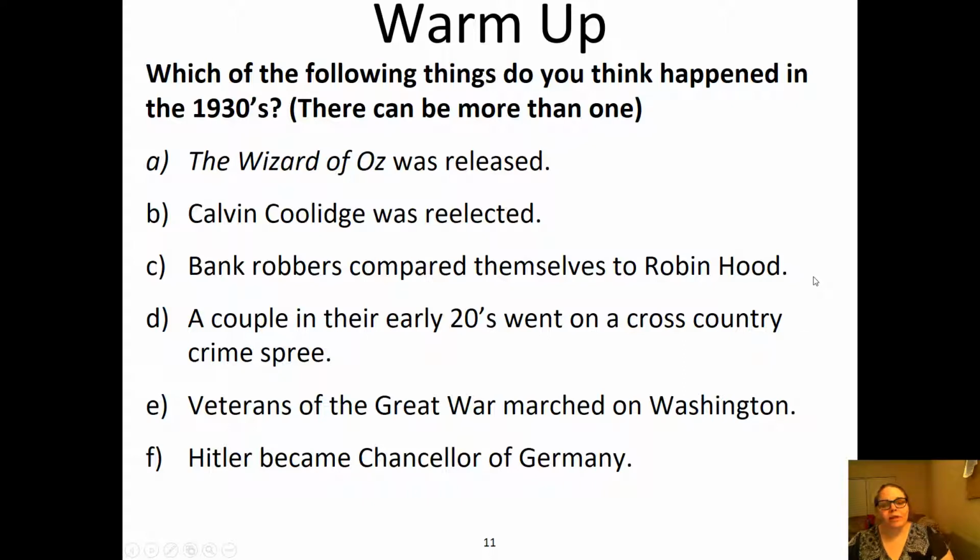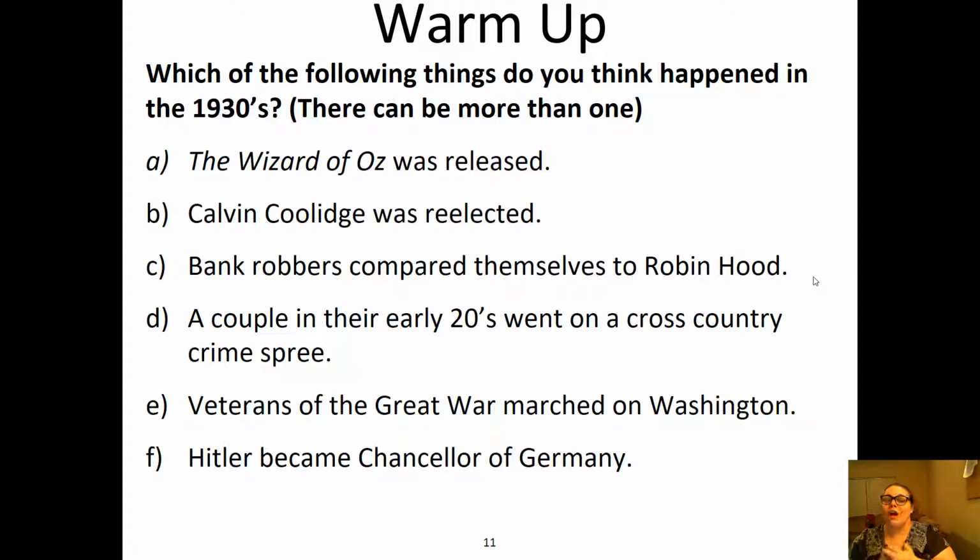So your warm-up today, you had to choose which of the following things you think happened in the 1930s. There can be more than one. I don't know if I told you this in class or not, but they all happened. It's just some of them didn't happen in the 30s. Okay? So Wizard of Oz was released in the 1930s.